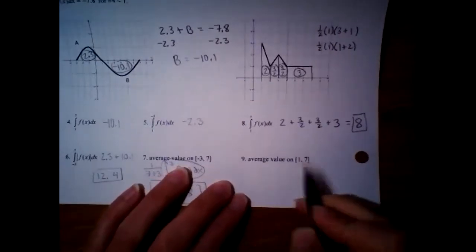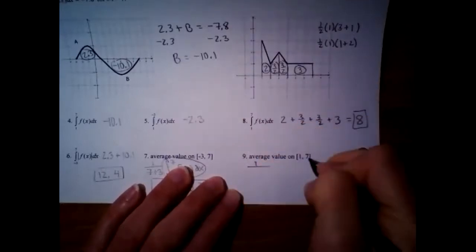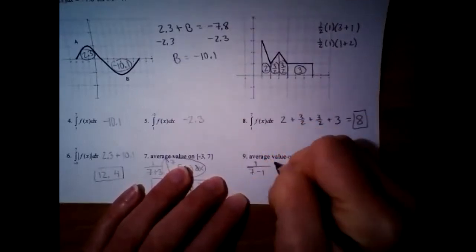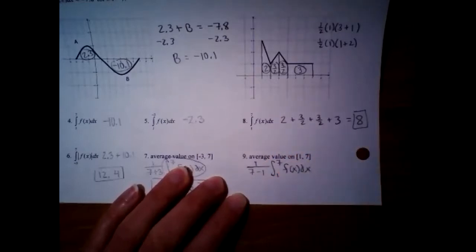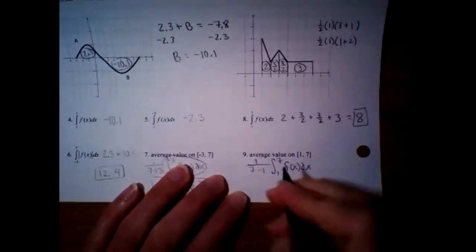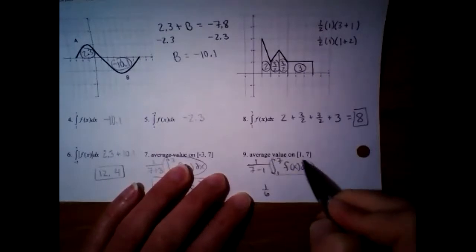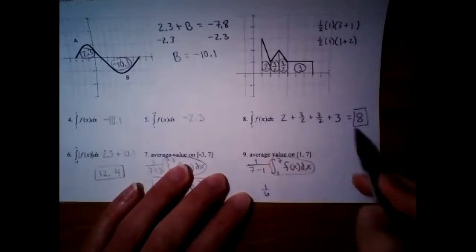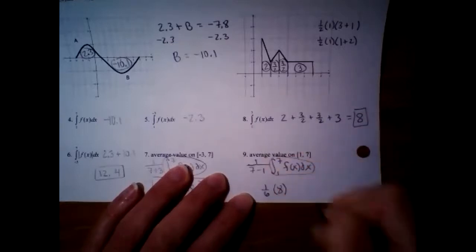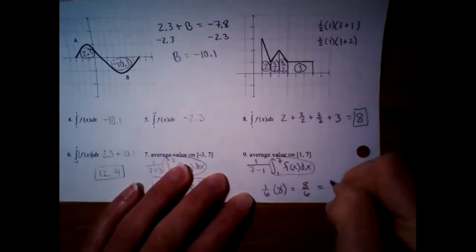And then lastly, the average value. So it'll be 1 over 7 minus 1, integral 1 to 7 f of x dx. So the fraction out front will be a 1/6. And we literally just did this. That integral from 1 to 7 f of x dx, we said that that answer was 8. So this is 1/6 times 8, which is 8/6, which would be 4/3.